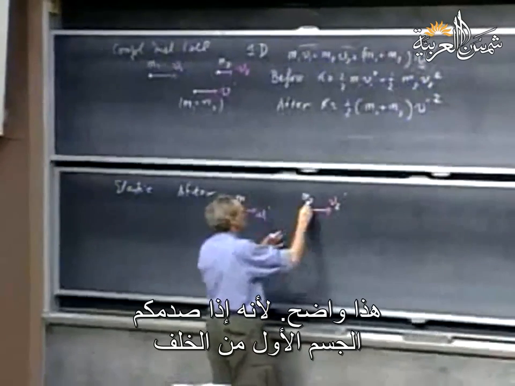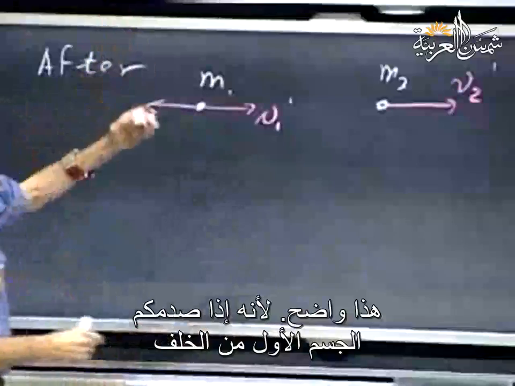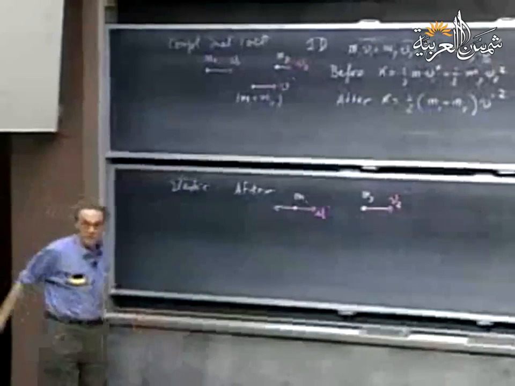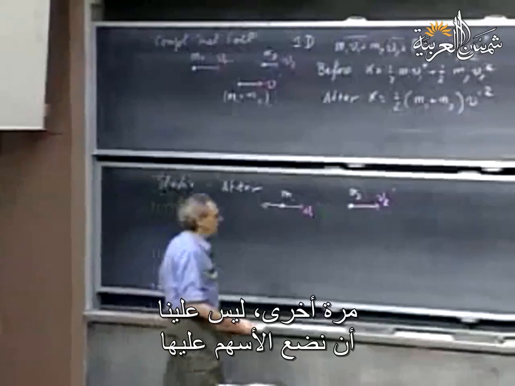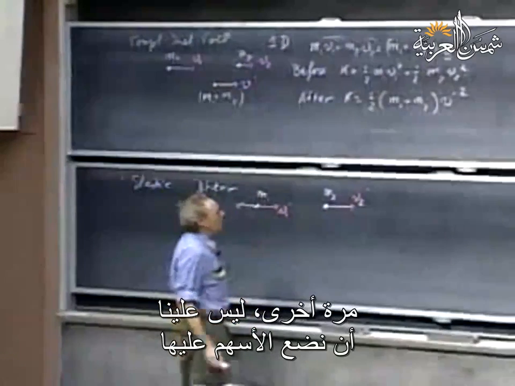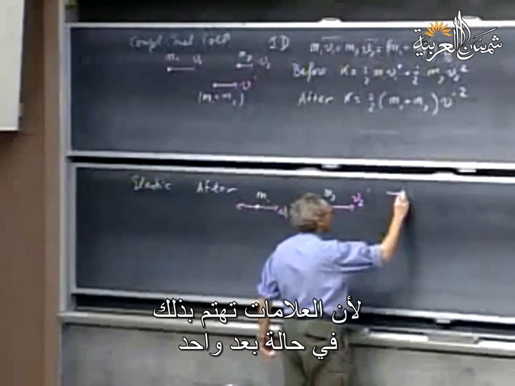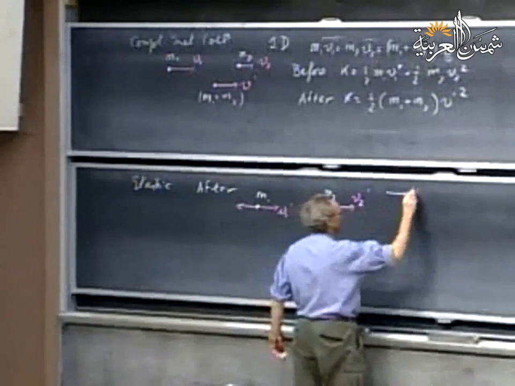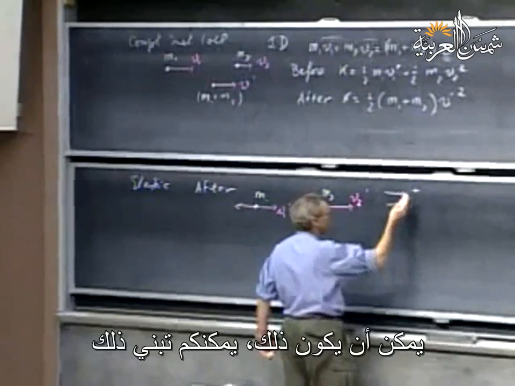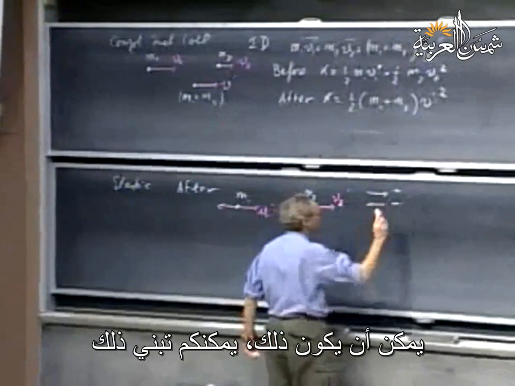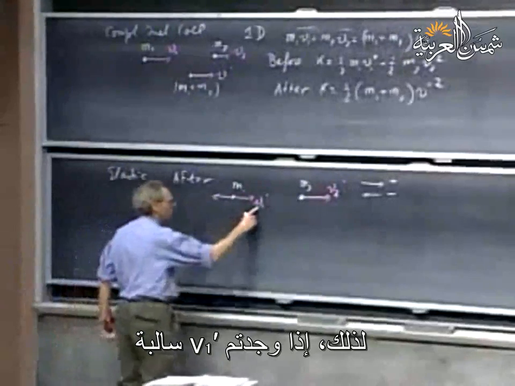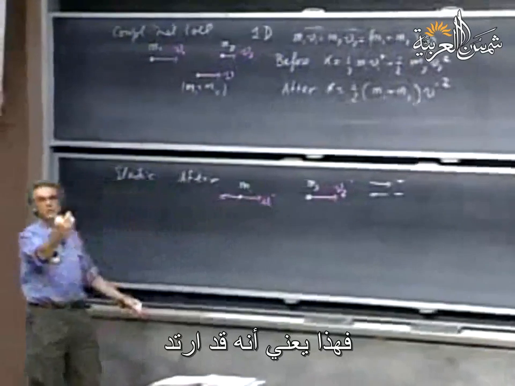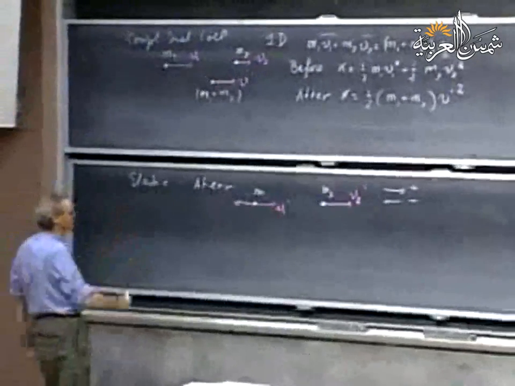That's clear, because if you get hit from behind by object 1, after the collision you obviously go in this direction. Again, we don't have to put the arrows over it, because the signs take care of it in a one-dimensional case. This will be plus, you could adopt that as your convention, and if it goes in this direction, that will be negative. So if you find for v1 prime minus something, it means it's bounced back.